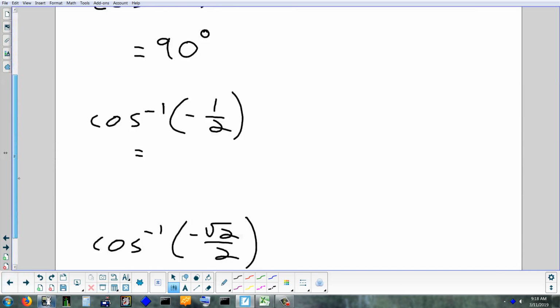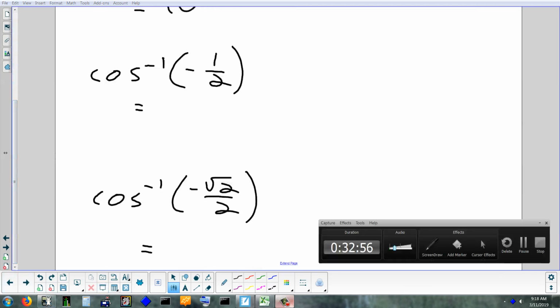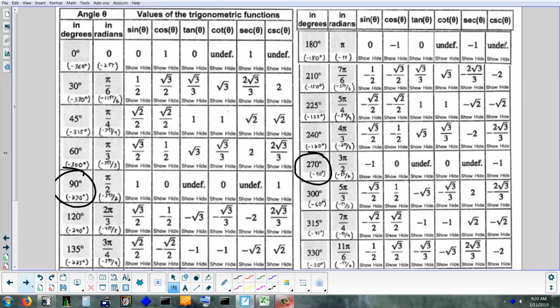Okay, so I've got 2 more with inverse cosine. Take like 30 seconds on your own and see if you can find those 2. Inverse cosine of negative 1/2 and the inverse cosine of negative root 2 over 2. Alright, so inverse cosine of negative 1/2.